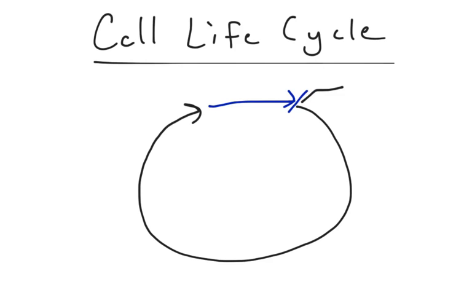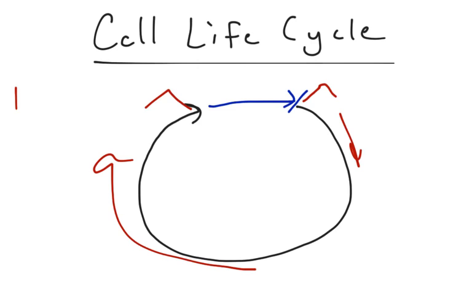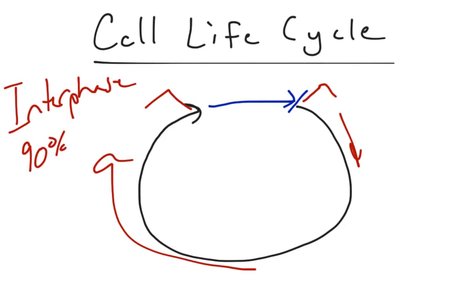This stage, I'm going to use red for this. So this stage here to here, okay, and all the way around is interphase. So red is interphase. And that's 90% of the cell's life is spent in interphase. Now there's actually three parts to interphase. There's G1, S, and G2.